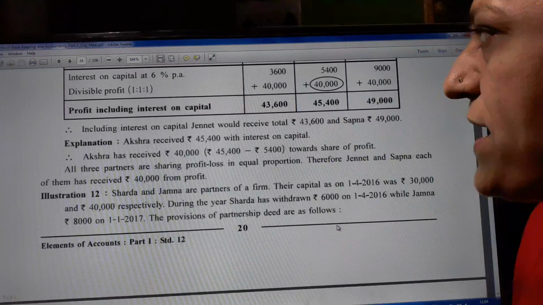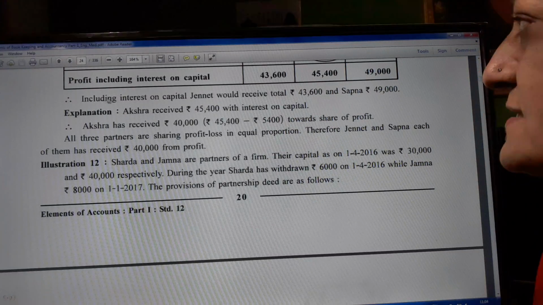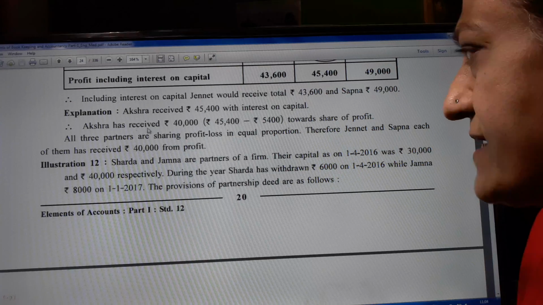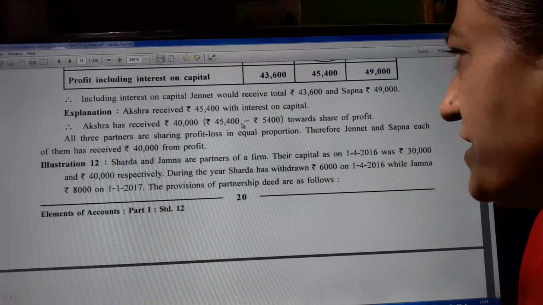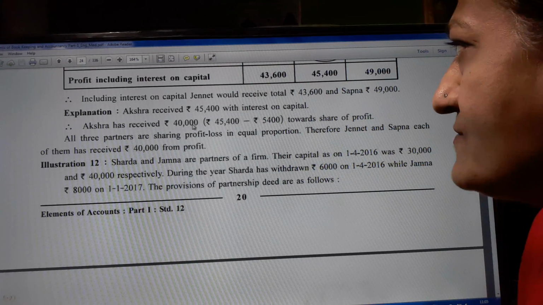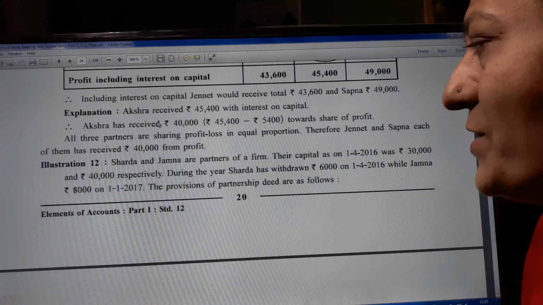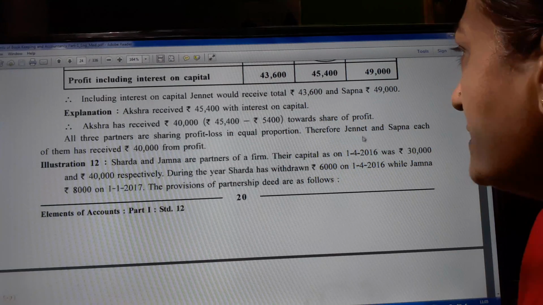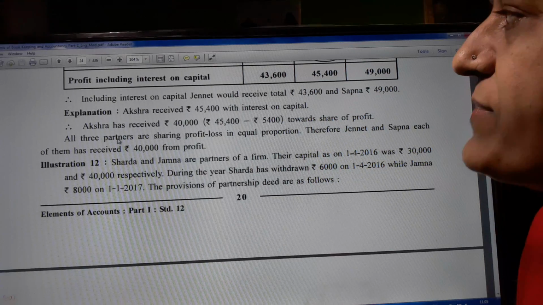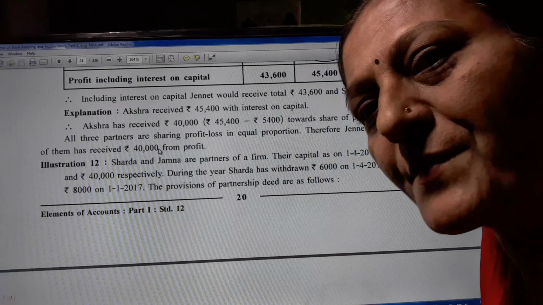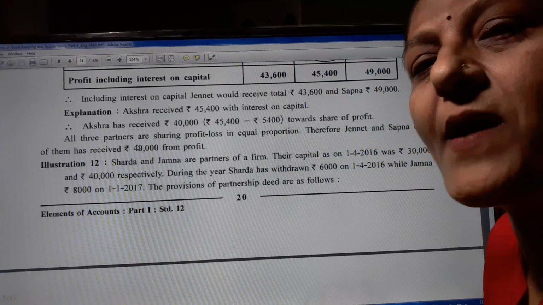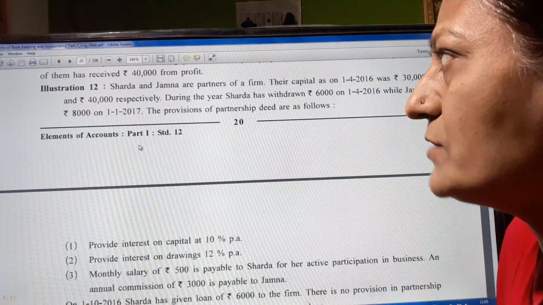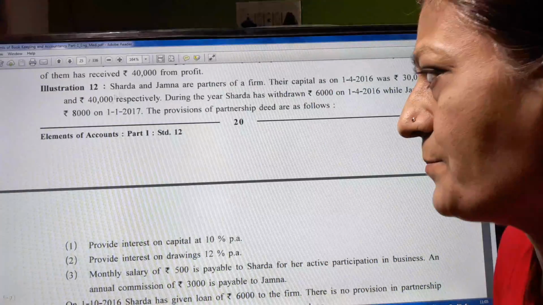Here in the explanation, it is given that Akshara received 45,400 with interest on capital. Then Akshara has received 45,400 minus 5,400, which is 40,000 towards share of profit. All three partners are sharing profit and loss in equal proportion. Therefore, Jinit and Sapna each have received 40,000 from the profit. And it is very easy. When one partner's amount is given, from this we get all the other partners' amounts also.